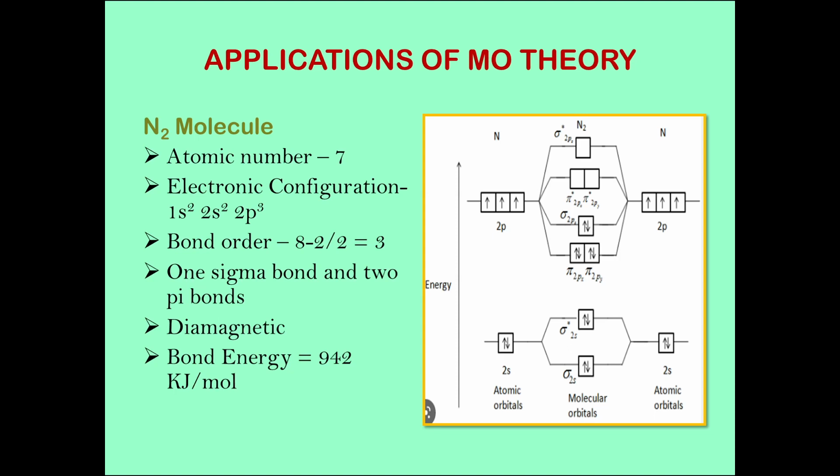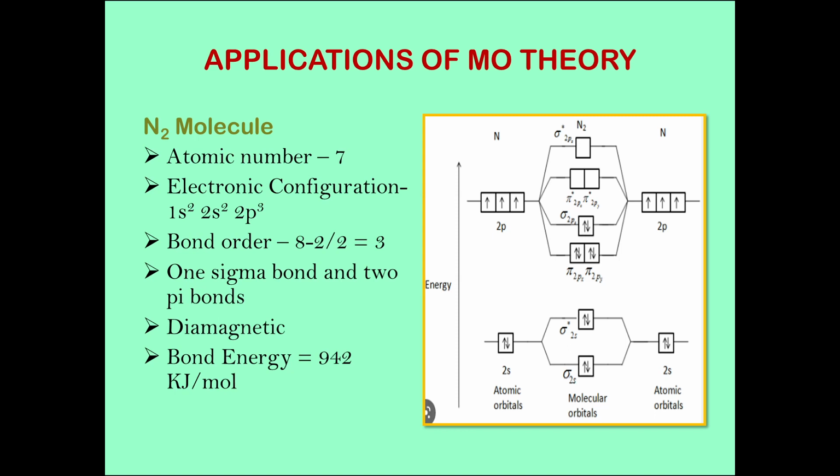So now we are going to write the bond order. For the bond order, the number of electrons in bonding molecular orbitals is: sigma 2s 2 electrons, pi 2px and pi 2py 4 electrons, sigma 2pz 2 electrons, totally 8 electrons. Minus sigma star 2s, 2 electrons. So 8 minus 2, divided by 2, is equal to 3. So there are 3 bonds present between the 2 nitrogen atoms: 1 sigma bond and 2 pi bonds.